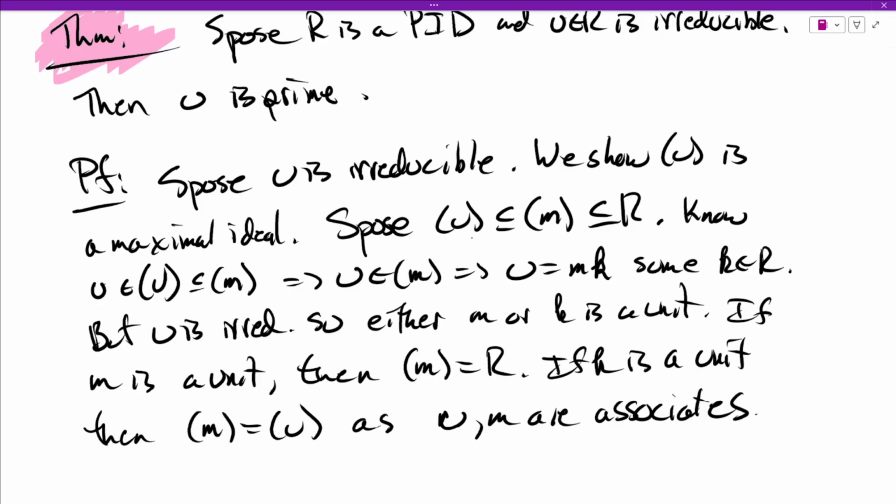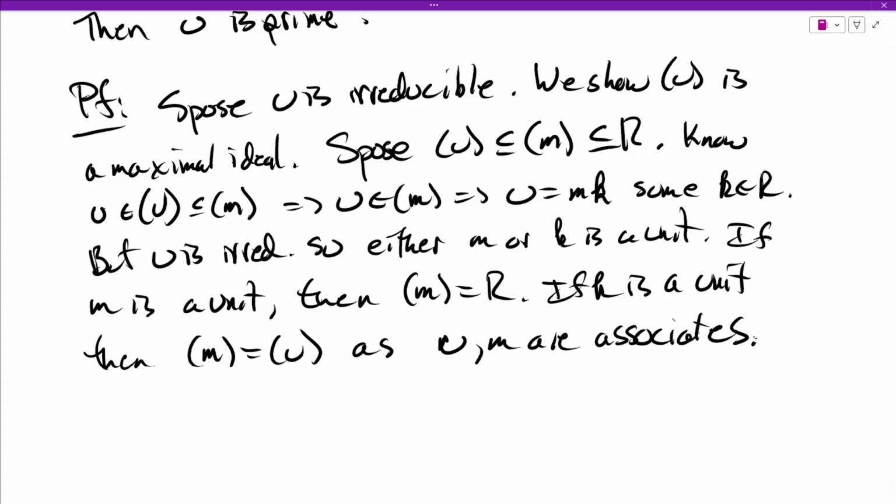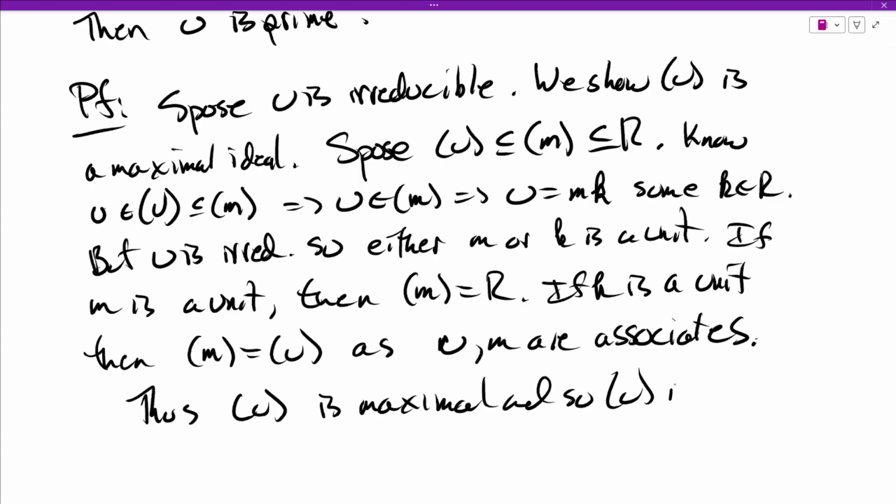So whenever you have an ideal in between U and R, it must be either equal to U or R. Or said differently, if I have the ideal generated by U and it's properly contained in some ideal, that ideal must be all of R. So the ideal generated by U is a maximal ideal. And so it's a prime.